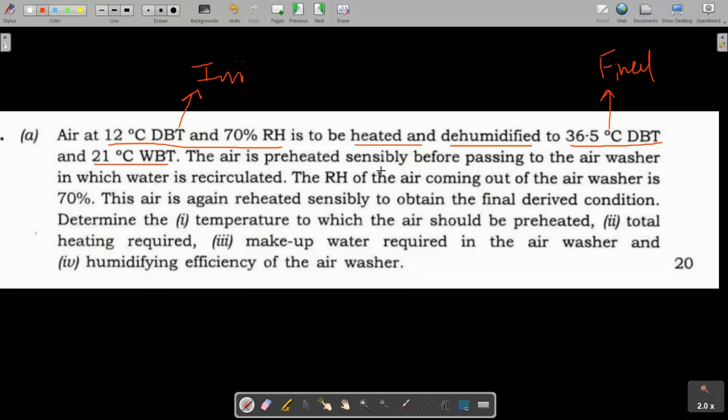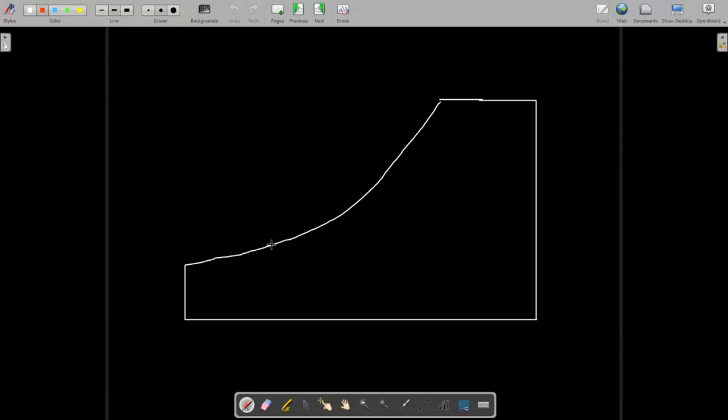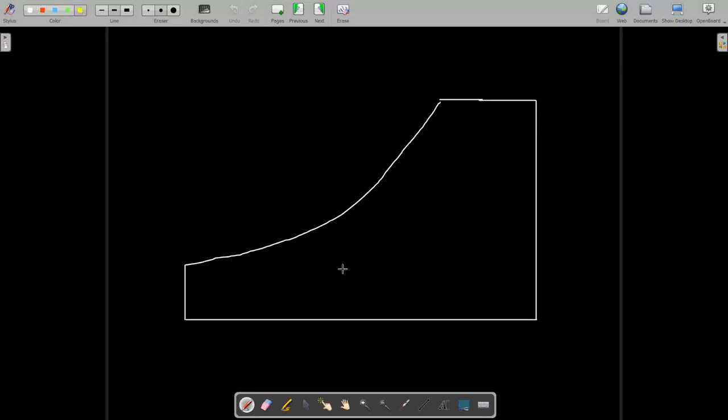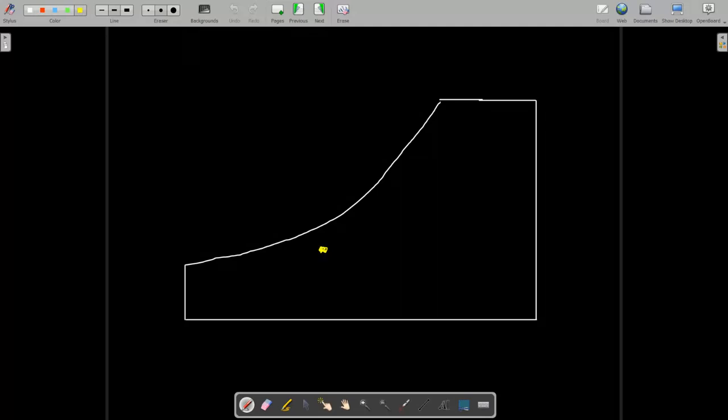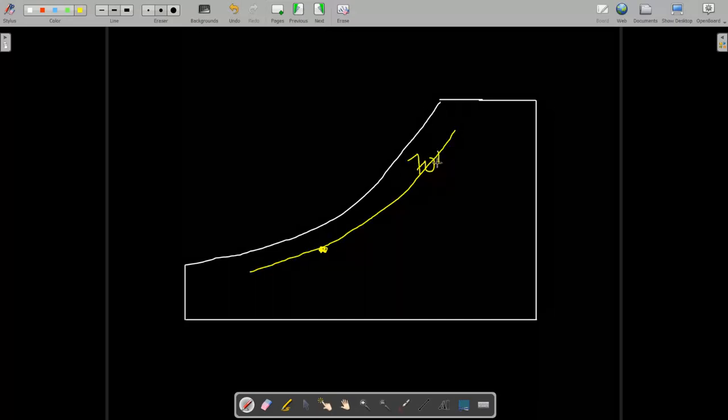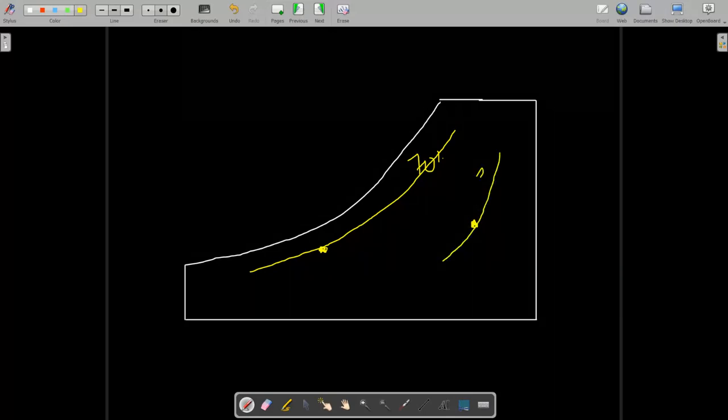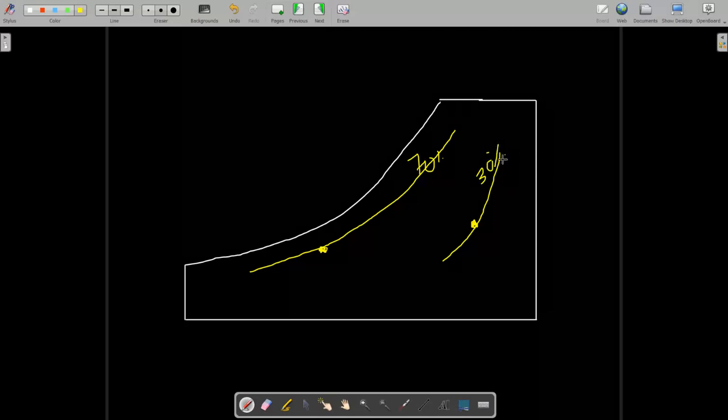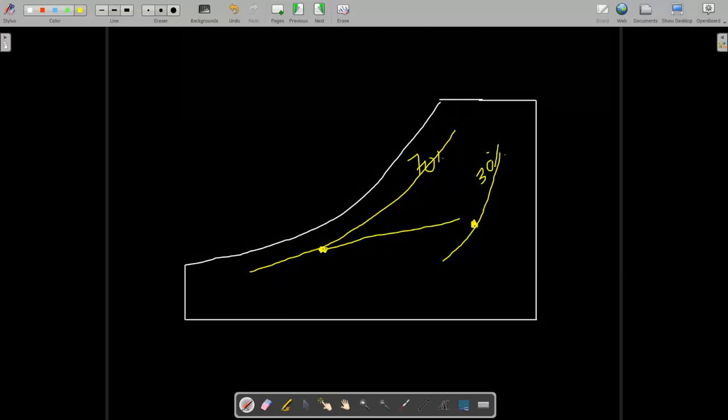The air is preheated sensibly before passing to the air washer. Just before starting, this is the general layout of our psychrometry chart, and if you approximately locate the initial condition, it is somewhere here at the 70% relative humidity line. And if you look at the final condition, that means 36.5 dry bulb and 21 degree wet bulb, it is somewhere like this, and here finally it has about 30% relative humidity.